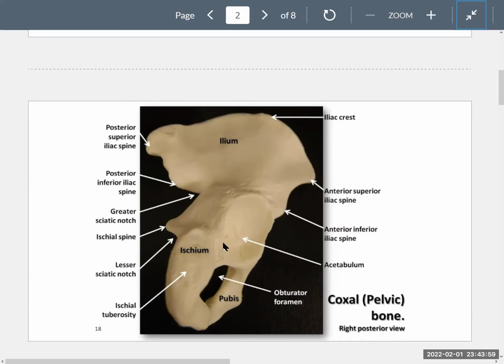This receptacle for the head of the femur is just about the right size to set a golf ball in. This is the acetabulum. This large hole through which muscles and nerves and blood flow is the obturator foramen.